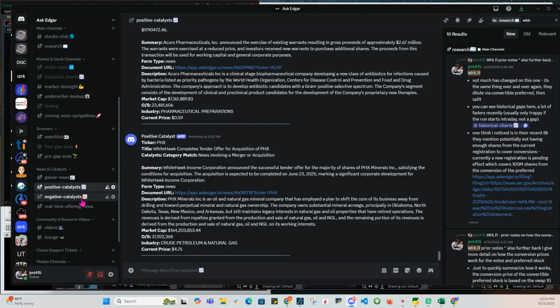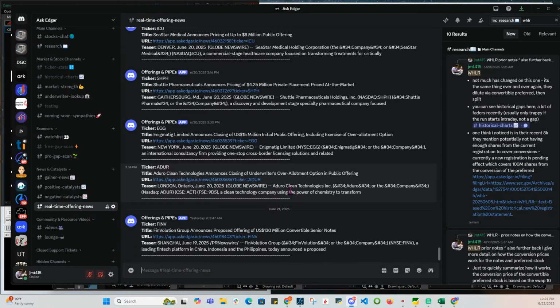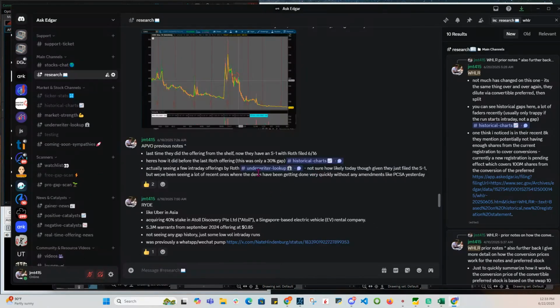That can come in really handy. We actually had this channel flag the Weight Watchers bankruptcy, which is kind of buried in an earnings release, but the AI was able to flag it. And then real-time offering news. This is just going to flag any offering on any ticker, regardless of whether it's up on the day. So if it's not being flagged in Gainer News, it'll be flagged here. And then the last one is Watchlist. This is where I give basically the tickers I'm watching and my plan on those tickers and recap as well. And then we have the underwriter lookup channel, which I've gone over in a few previous videos.